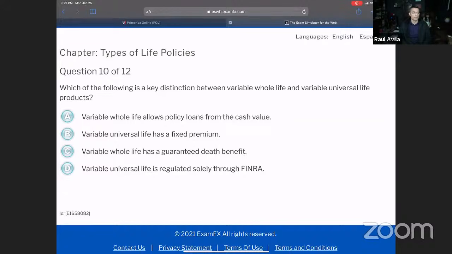Solely through FINRA. Which of the following is a key distinction between variable whole life and variable universal life products? All right, so variable whole life, this one's a good one. Let's keep reading. Any suggestions?